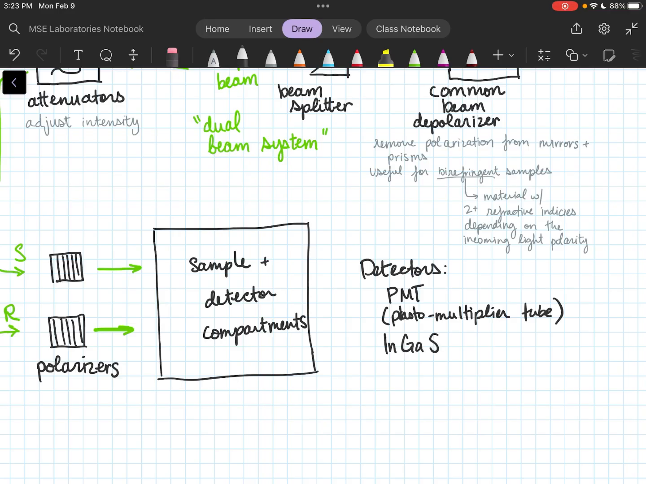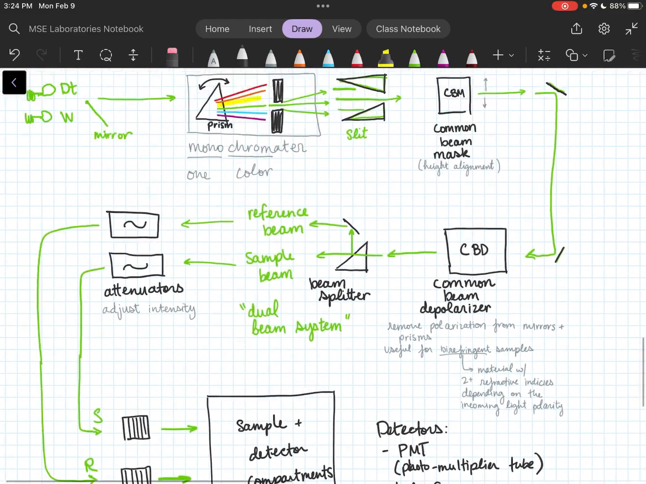Another type is InGaAs. So that's In is indium, gallium, and arsenic. We'll also just call it an InGaAs detector. And these are going to be a little bit more precise and have a different wavelength range over which they're sensitive. And there's a couple other types, and technology is always improving. There are better and better options for detectors.